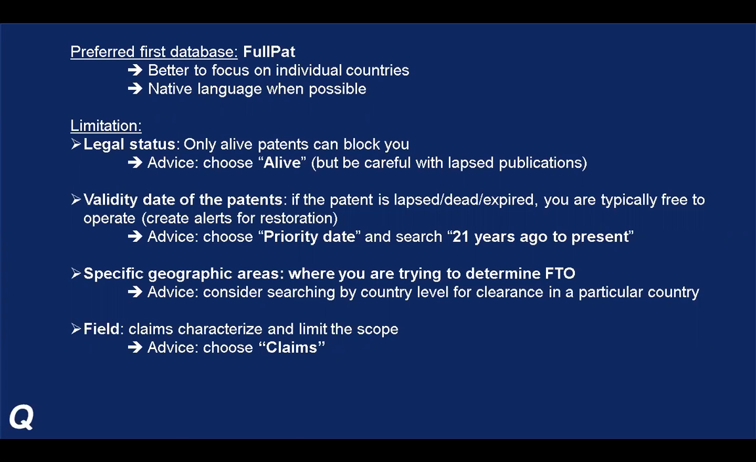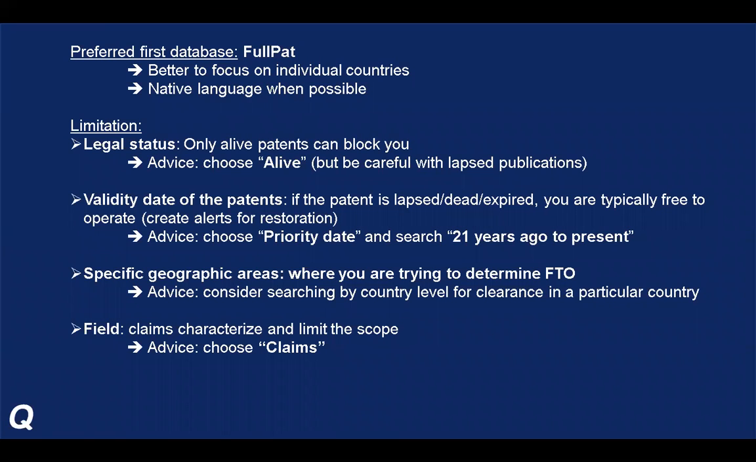One of the limitations you can apply is alive, wherein you are only looking for pending or granted patents, but we need to be careful if a lapsed patent exists and covers the specific product. You can still limit to a date. Usually people limit it to a priority date, which can be 21 years till present. You can also apply a limitation with respect to geographical area, as we have seen at the top, wherein you can look at individual countries, and a freedom to operate search is somewhat country specific per se.